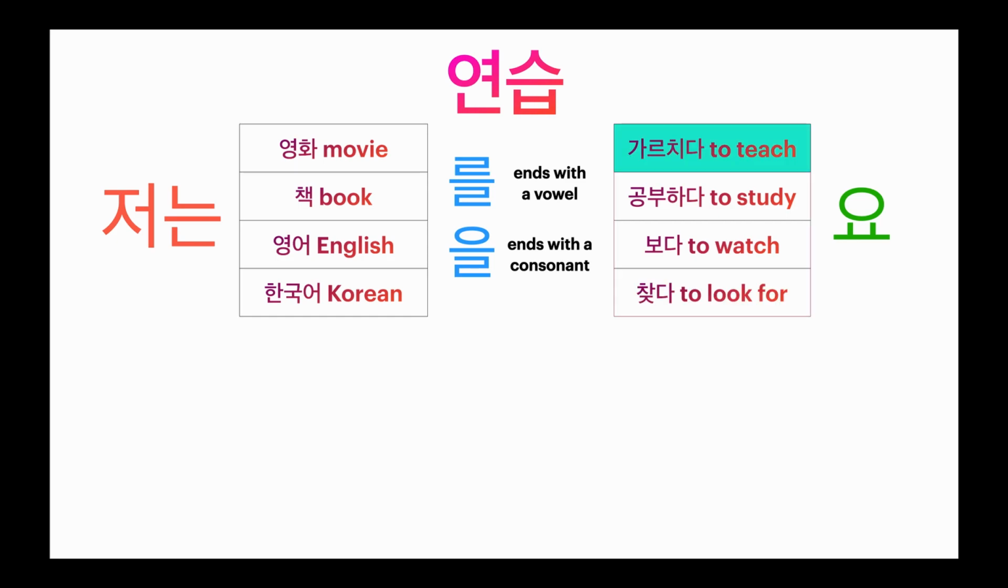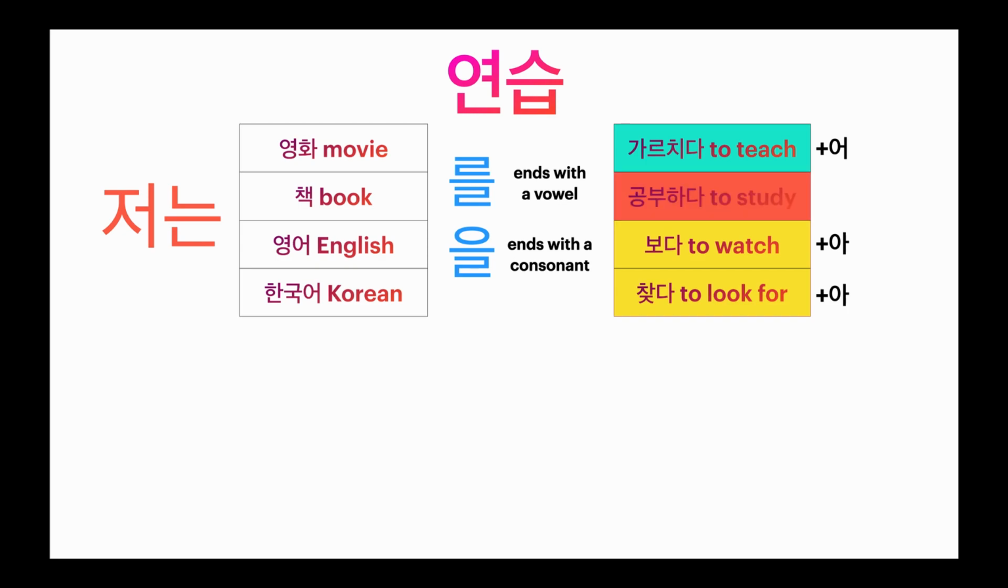가르치다 we just went over today, and its final vowel is not a or o, and it's not a 하다 verb, so after dropping 다, we will add 어. 보다 and 찾다 are from the previous videos, and their final vowel before 다 is o and a, so after dropping 다, we will add a. And 공부하다 is from the first in this three-part series, and it is a 하다 verb, so after dropping 다, we will change 하 into 해. And for the 4 millionth time, we will make polite by adding 요.